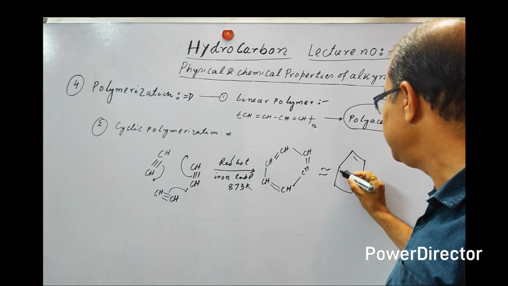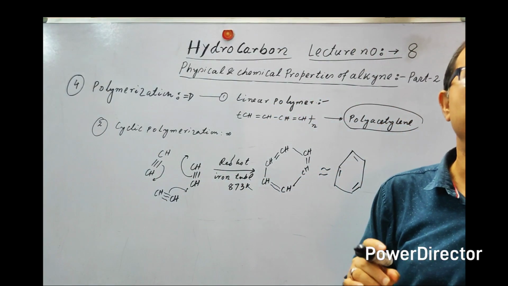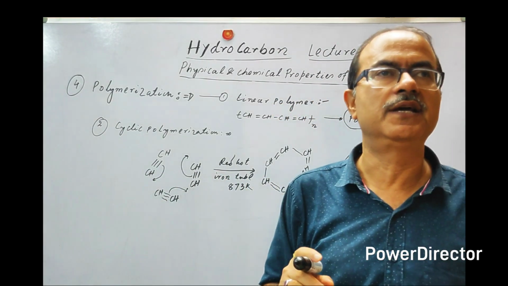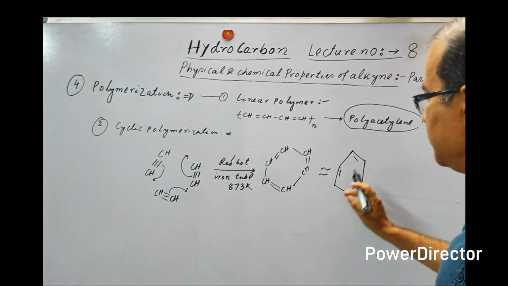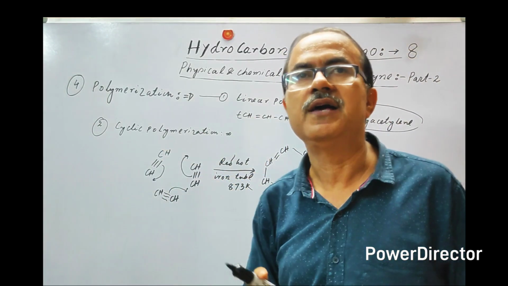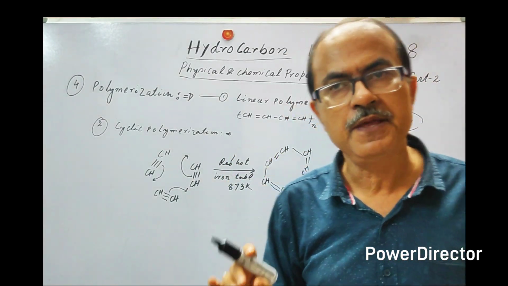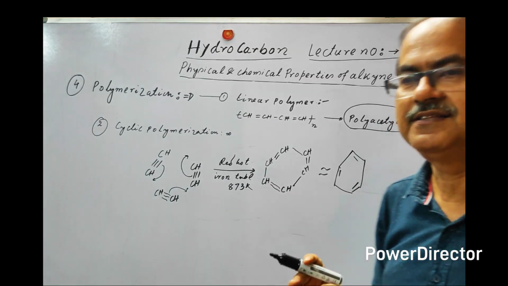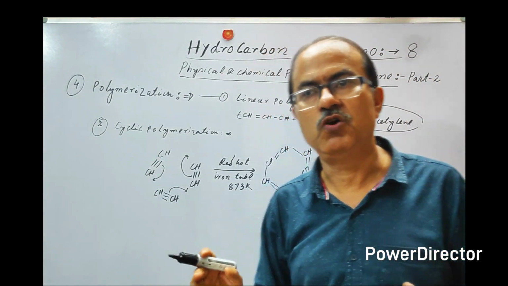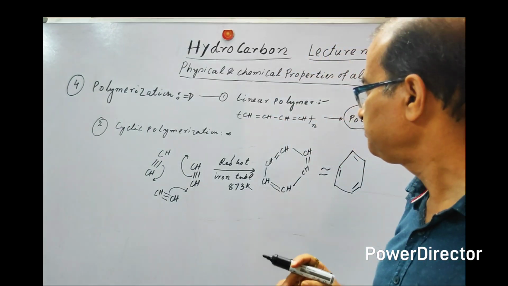You can see this benzene itself is a very useful ingredient for many other compounds: salicylic acid, phenols, all these things have been produced from benzene, and benzene has been produced from acetylene. So this is a very, very important reaction in industry. A lot of organic compounds have been produced out of that.